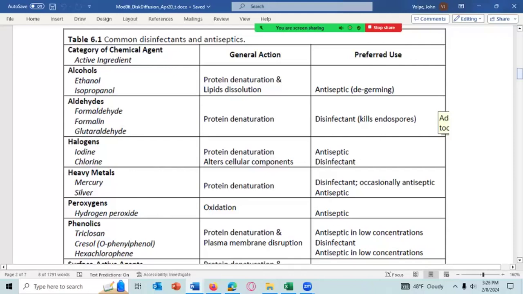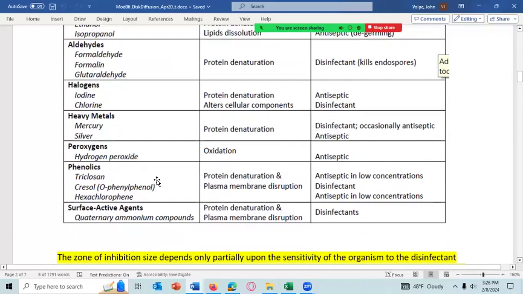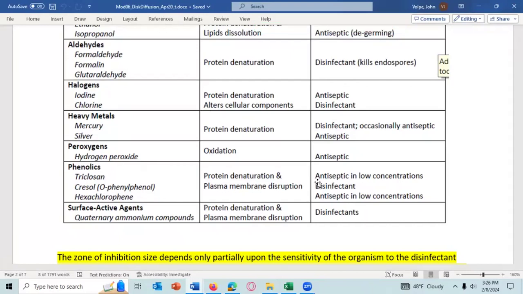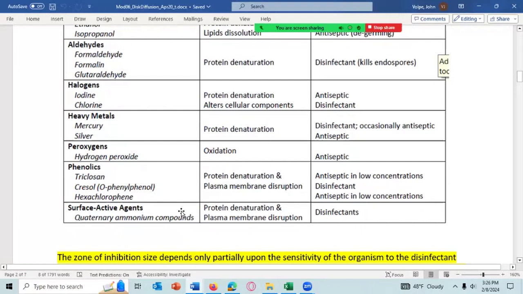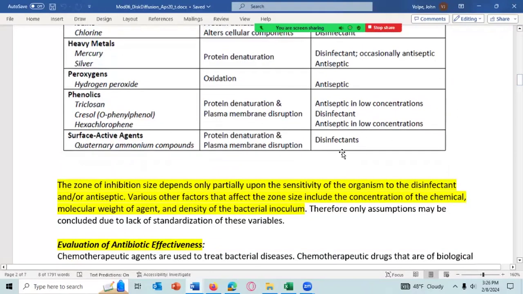Phenolics, this is actually what Joseph Lister first used when he was doing antiseptic surgery. He used phenol as his antiseptic agent. And phenol was not a very good antiseptic, by the way. It was very toxic or irritating to the skin, had a very unpleasant odor, and it would actually corrode surgical metal instruments as well. Surface active agents are like soaps and quaternary ammonium compounds used as a disinfectant, mainly used to clean down surfaces.